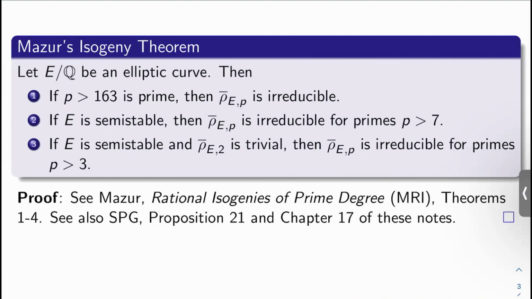Okay, so for a proof of this, you can see Mazur's rational isogenies paper, which I'll call MRI from here on out, theorems 1 through 4. You can also see Sayre's SPG paper, proposition 21. But then in chapter 17 of my notes, I will be talking about this proof as well.